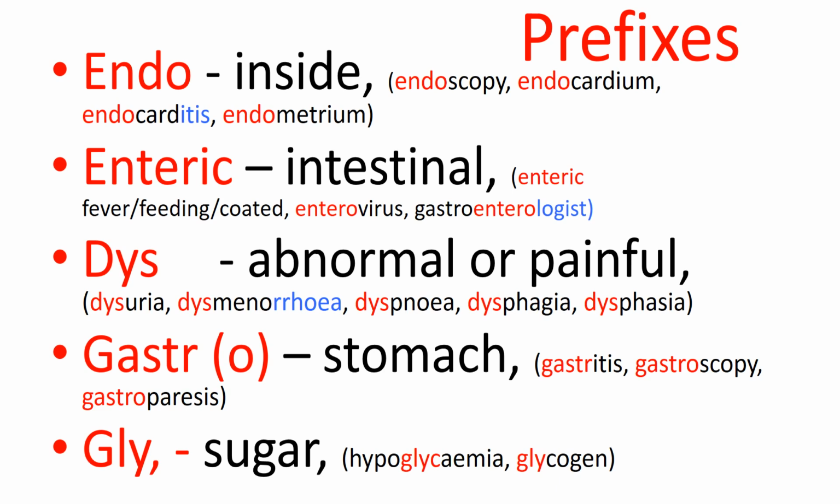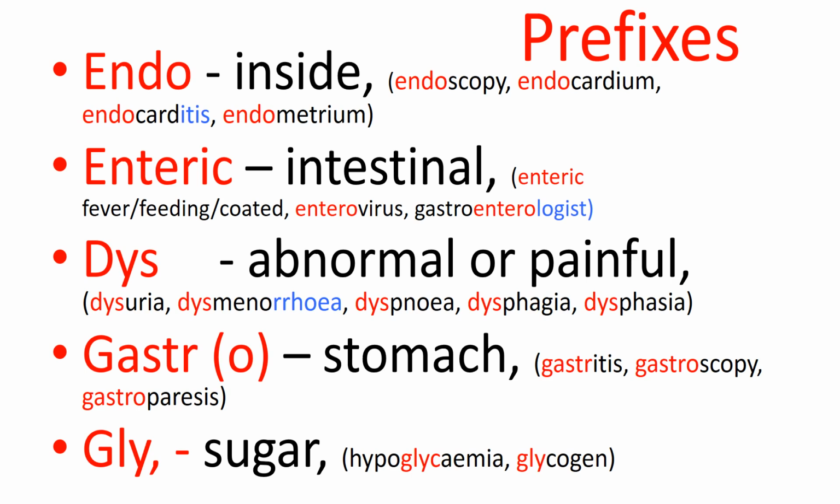Endocardium. So the endocardium is the inside layer of the heart. The outside layer is the pericardium, the middle layer is the myocardium, and the inner layer of the heart is the endocardium, the layer inside the heart, lining the chambers of the heart. Endocarditis would be inflammation of the endocardium. The endometrium is the inside layer of the uterus. So endo simply means inside.